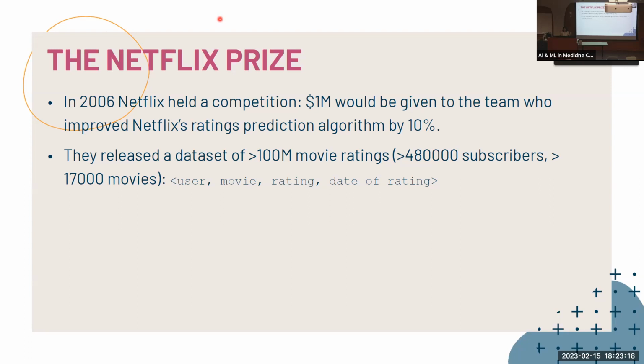And the user was actually nothing related to the user at all. It was just an anonymized random 5-digit string for a user. And then it had the movie that they rated, the rating they had for the movie, and the date of that rating. And that's it.